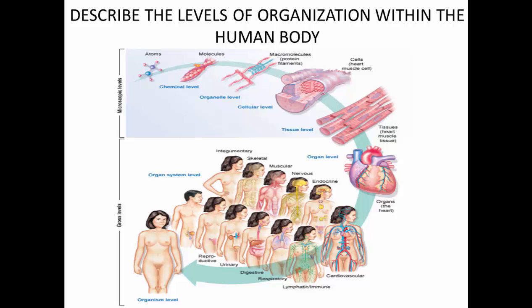We can see all the different organ systems listed here. We're going to look a little closer at those in just a second. All those organ systems together ultimately make up us, the organism level, the individual. And so here we've gone, again, from the microscopic levels all the way up through the gross levels of organization within the human body.